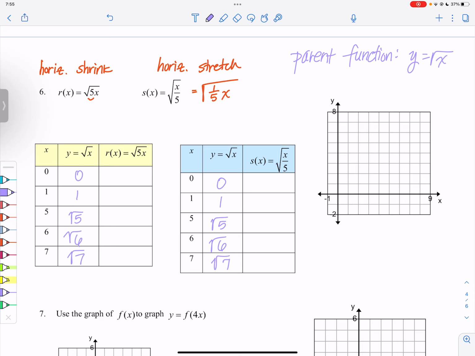And now we are going to multiply x by 5 and then take the square root of that. And so that would be the square root of 5. Now here we're going to have the square root of 25. So that'll be 5, square root of 30, square root of 35. But now over here, we're going to take a fifth of that y value and then take a square root. Whoops.